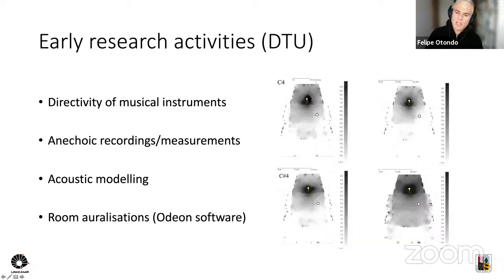So then we use that data in the software. The software is called Odeon, still exists. It's one of the well-known room acoustics software. We model that directivity of the source, and that had an impact in the way the sound is spread in the room. This is a concert hall in Sweden called Elmia. And what we basically did was model different notes in the room and see how the sound was spreading.